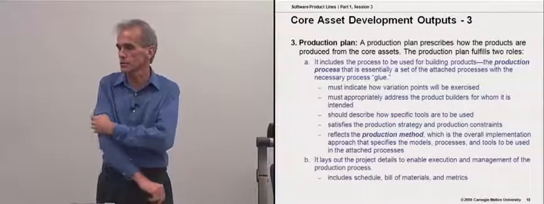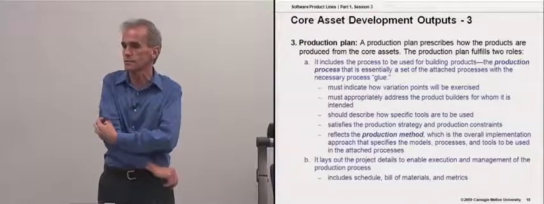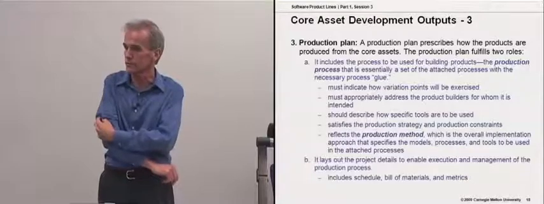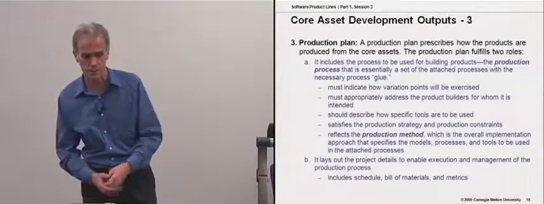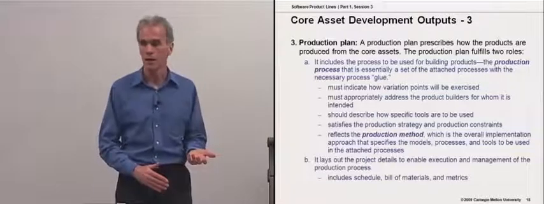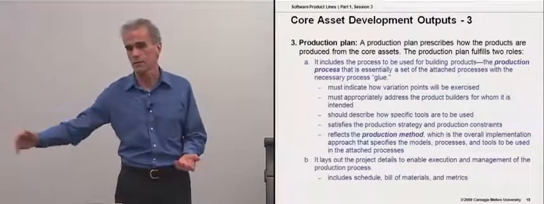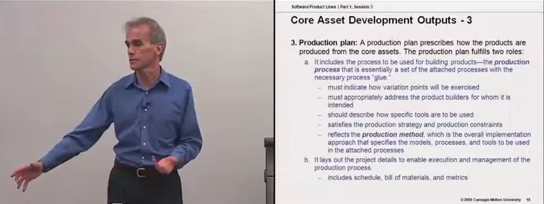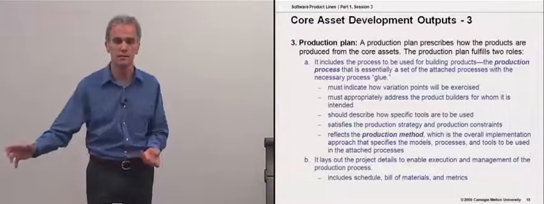So beyond just a shopping list of components, some examples of use, for example, how to exercise the variation points. And also in production planning, when does this product have to get out the door and which subset of capabilities needs to be in place in that product.